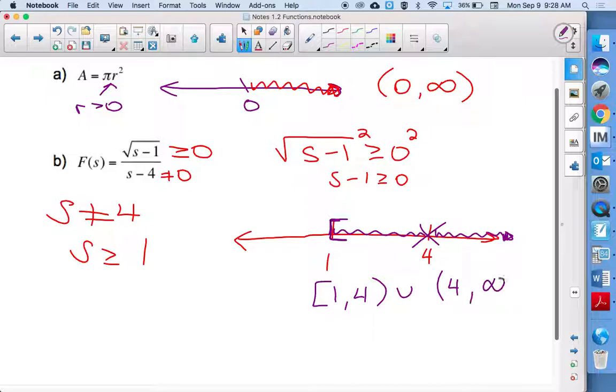Nice job, Emma. So a bracket with the 1, because it can equal 1, I can take the square root of 0. 1 minus 1 is 0, the square root of 0 is 0. It goes up to 4, but it can't be 4. So when it cannot be something, that's where we place that parenthesis. So the union with means they're both there. It hops over 4, so I have a parenthesis on the other side, and then it goes to positive infinity.